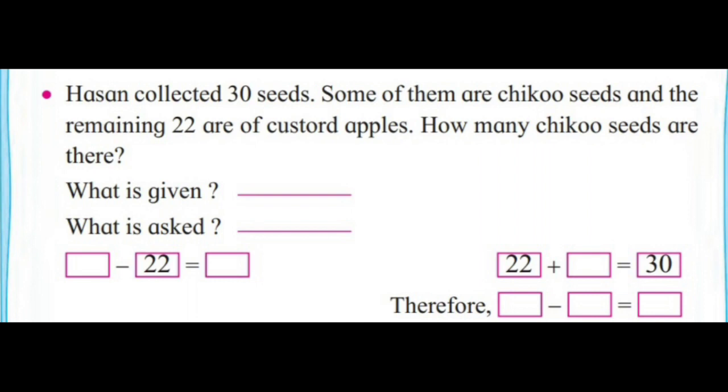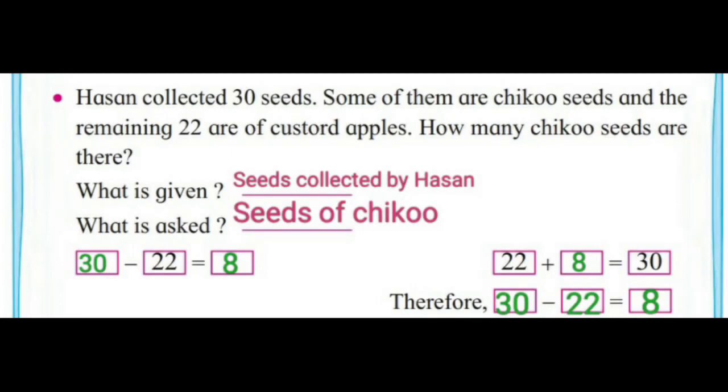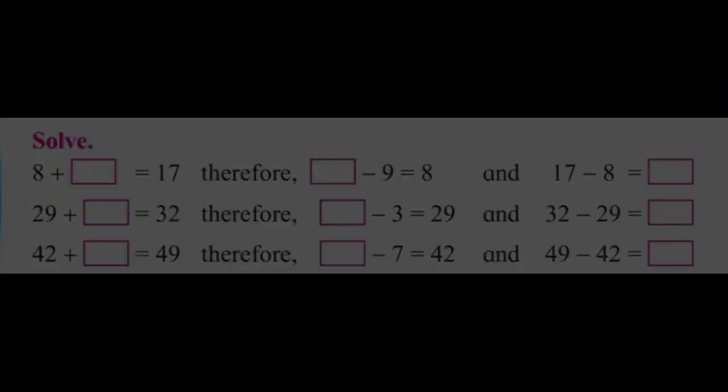What is asked? Seeds of chiku. Good. Now, in the box, what will we write? Yes, 30 minus 22. So, 30 minus 22, what is the answer? Say, students, 8. Okay, good. So, 30 minus 22 is equal to 8. Now, 22 plus which number will we put to get the number 30? 8. Good. So, 22 plus 8 is equal to 30. Therefore, 30 minus 22, we will get the answer 8. So, 8 chiku seeds are there. So the answer is there are 8 chiku seeds. Okay students, this way you have to write the statements and write the answer in the blanks.